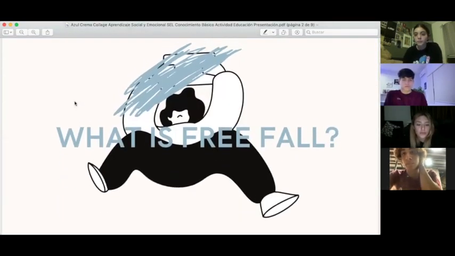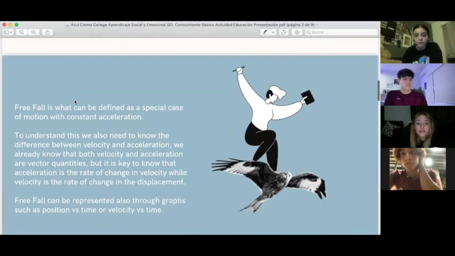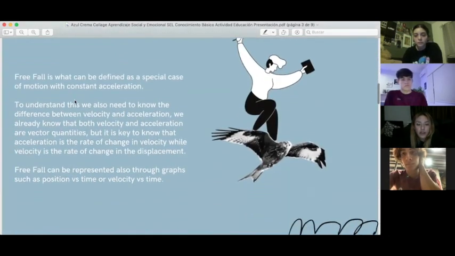What is freefall? Freefall is what can be defined as a special case of motion with constant acceleration. To understand this, we also need to know the difference between velocity and acceleration. We already know that both velocity and acceleration are vector quantities, but it is key to know that acceleration is the rate of change in velocity, while velocity is the rate of change in displacement. Freefall can also be represented through graphs such as position versus time or velocity versus time graphs.